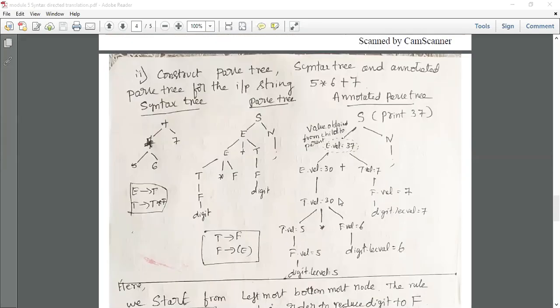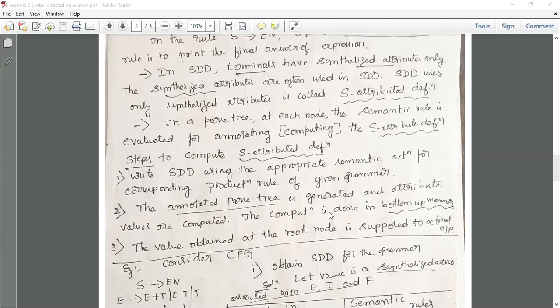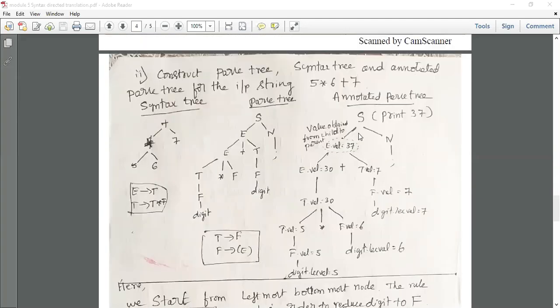The attributes you got have to be computed, and the computation is done in a bottom-up manner. Every computation has to be done: 5 next, then 6, only then we get this value. Then you go from the bottom to the root level. So 5 star 5 is 30, 30 plus 30 from digit.lexval gives 37, and finally the answer will be yes.